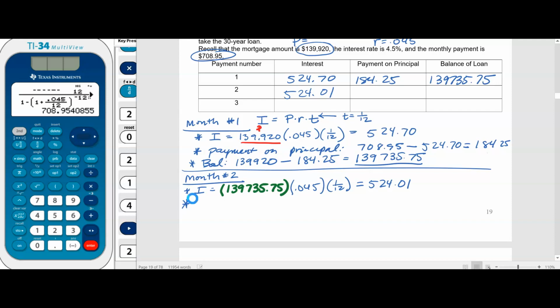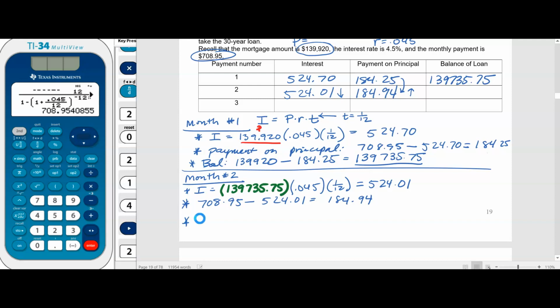So now we're going to find the payment on principal, and we're going to take our monthly payment amount minus that interest amount, 524.01, and we get 184.94. Whoops, not 95. 94, there we go. 184.94. So that's a little bit, so it's increasing. So it's going up a little bit, and then the interest went down a little bit.